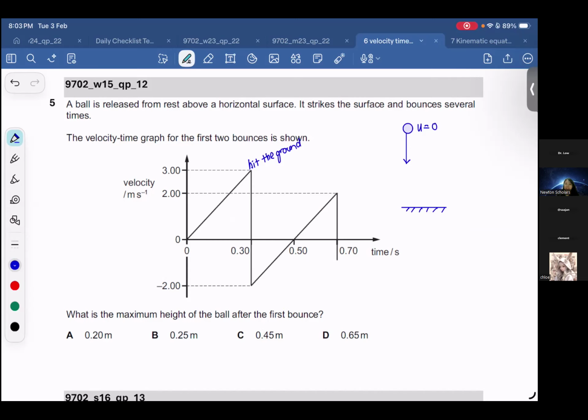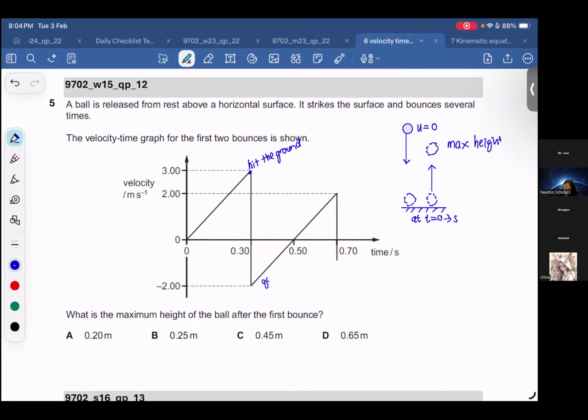Xiaoxuan correct. Junxiong correct. So at this point, it hits the ground. Then after that, it goes up until a maximum height. So this one is the first bounce, the maximum height of the first bounce. At this point, at time 0.3 second, it hits the ground. Then after that, what's going on? It will go up. Sajan, yes.